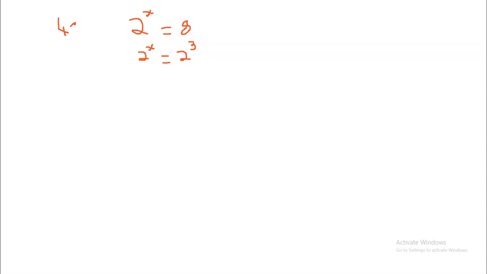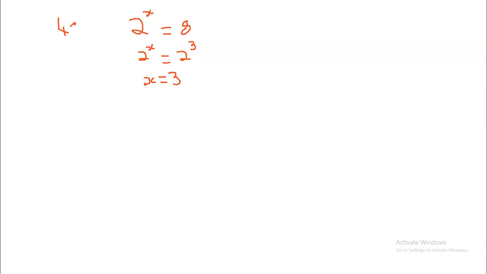So now you see we've got the same base, which is 2 and 2. In this law, if you've got the same base, you just equate the exponents. Therefore, x will be equal to 3. Those are our exponents, x and 3. So the answer is to just equate the exponents.